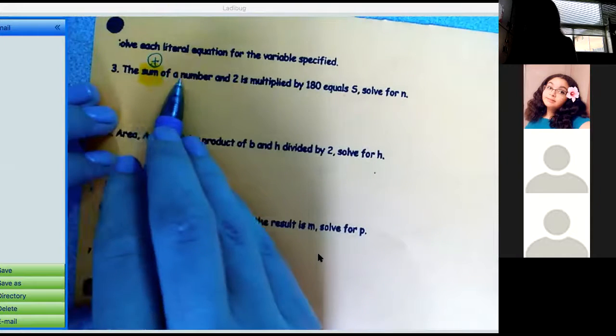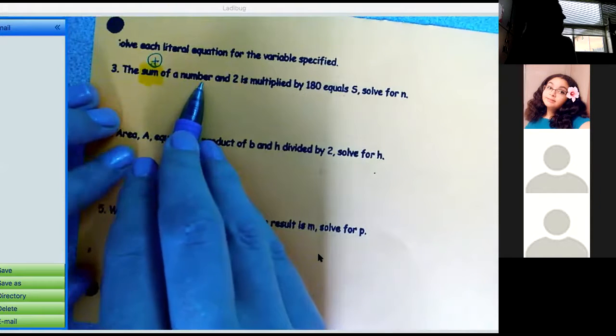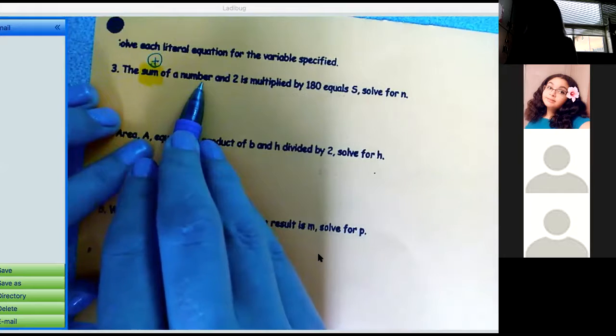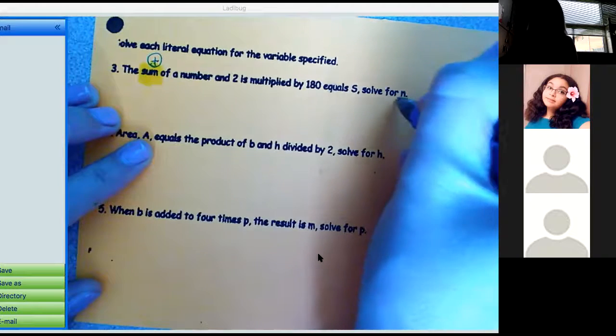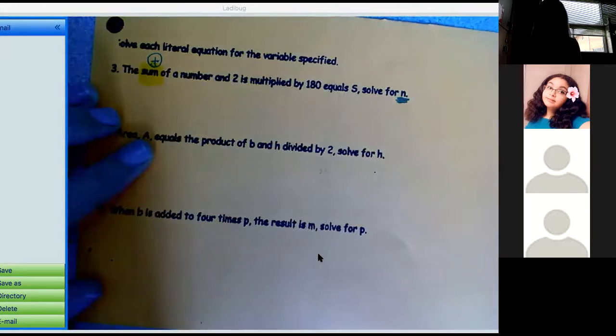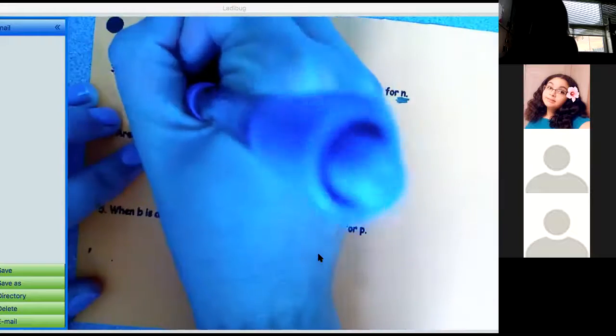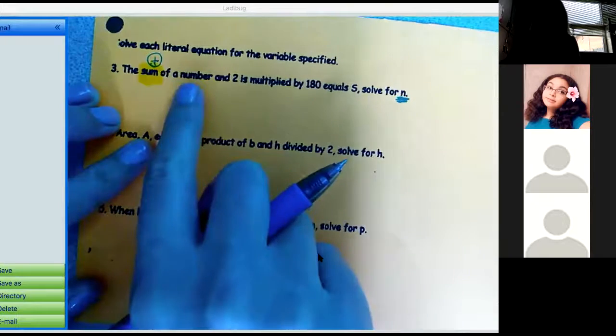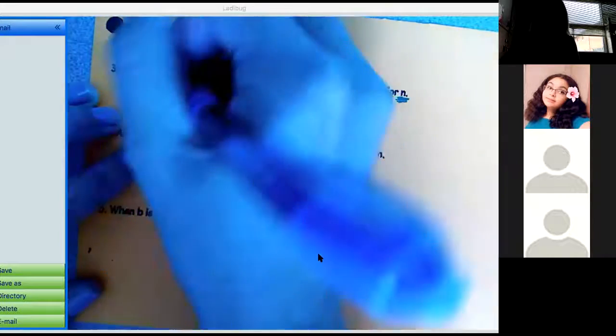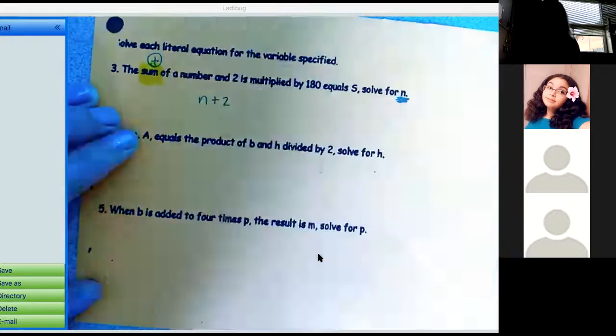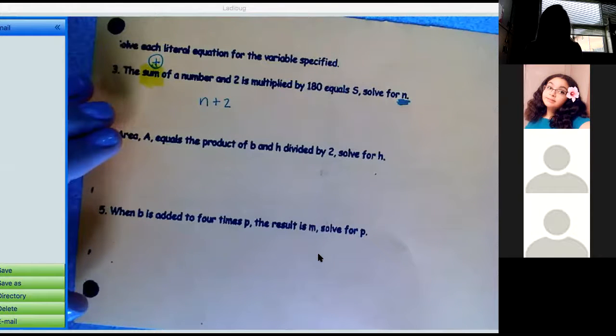Now it says of a number. Do we know what the number is? No, but if you keep reading, do you see how it says in? So we're going to do the sum of n, some number, and 2. So that would be n plus 2. Does everybody agree with that part?